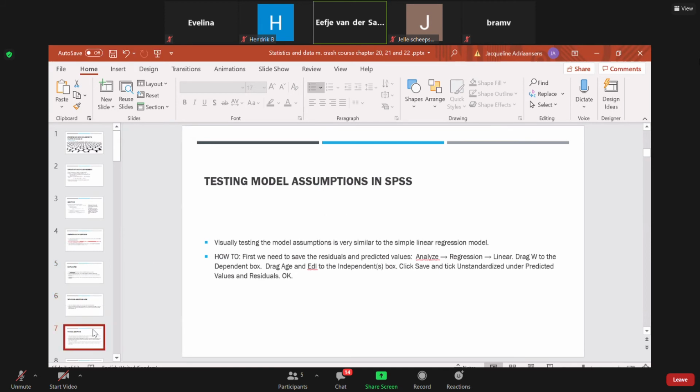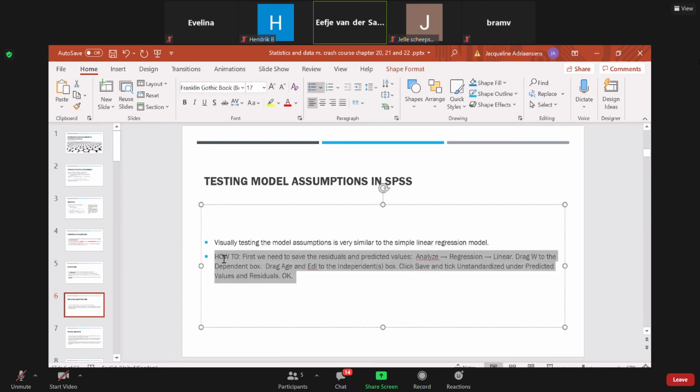We can also test the model assumptions in SPSS. We already made the model, like we just did. But again, for the model assumptions, what did we want to test? We wanted to test the residuals: the linearity assumption, the homoscedasticity, the independence, and the normality. So we wanted to test if the error term was 0 on average, if its variance was constant, and if the error terms were independent. Those were our assumptions.